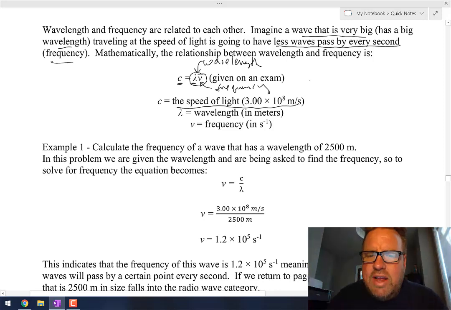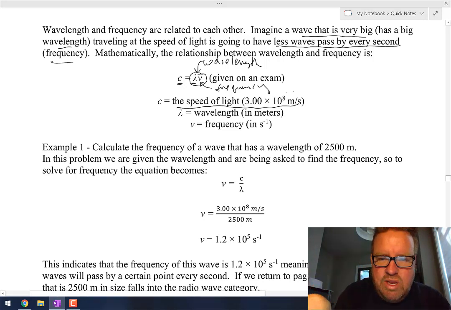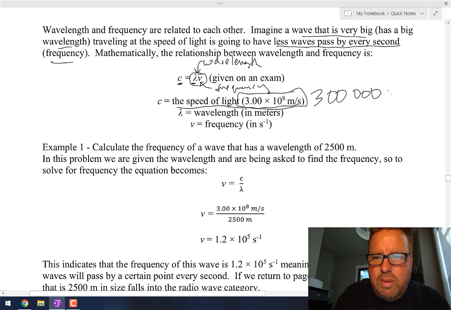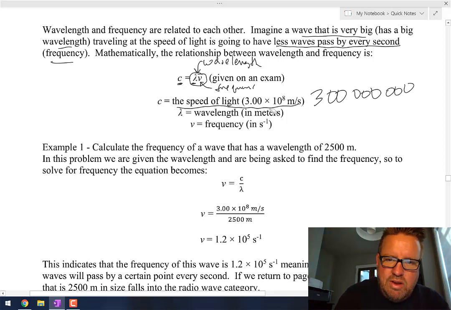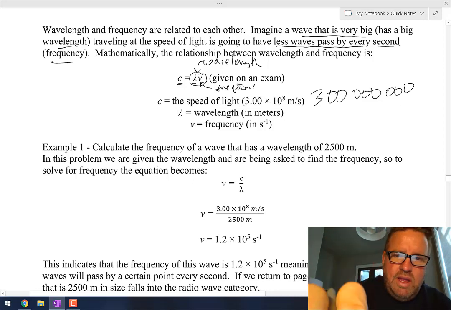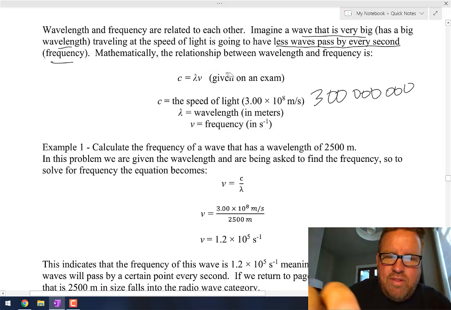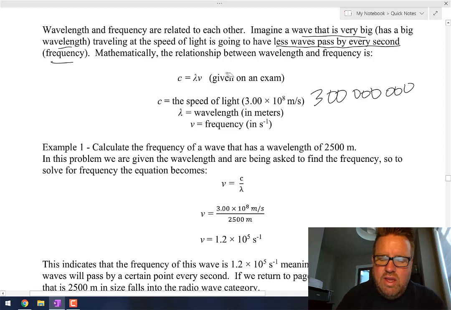There's that famous Einstein equation, E equals mc squared. C in that equation is also the speed of light. And the speed of light is always 3.00 times 10 to the 8th. Remember, that is 300 million meters per second. And that's pretty darn fast. Which means that if I give you the wavelength, you can find the frequency. And if I give you the frequency, you can also find the wavelength.